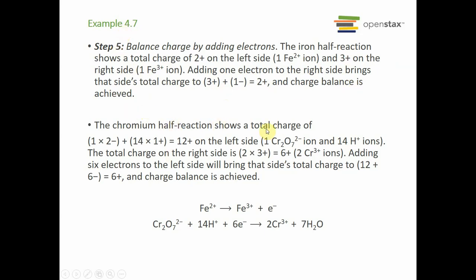The chromium half reaction shows a total charge of 12 plus on the left side, and on the right side it's 6 plus. Adding 6 electrons to the left side will bring that side's total charge to 12 plus minus 6, or 6 plus, and charge balance is achieved.